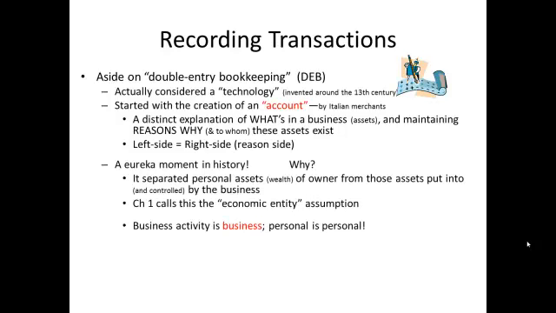This is a very important moment in history. It separated the personal assets or wealth of the owner from those assets that were put into the business and controlled by that business. Chapter 1 calls this the economic entity assumption. Business activity is business. Personal is personal. Our focus is on the business. This is the accounting entity that we're keeping track of.